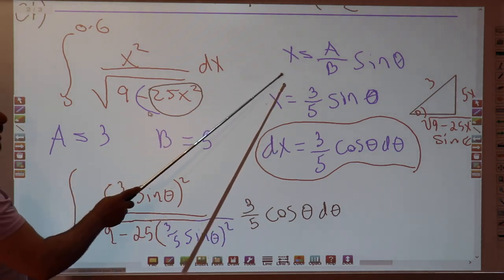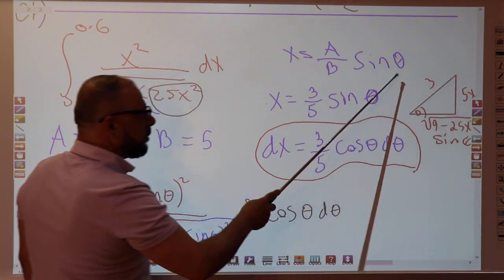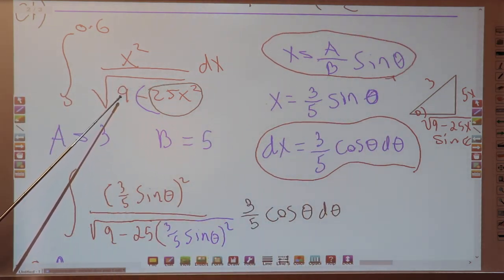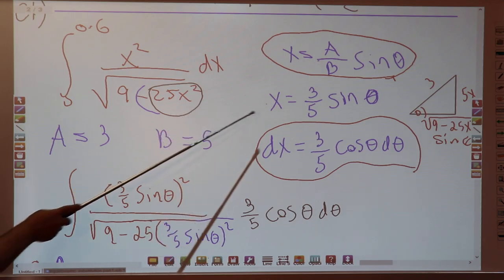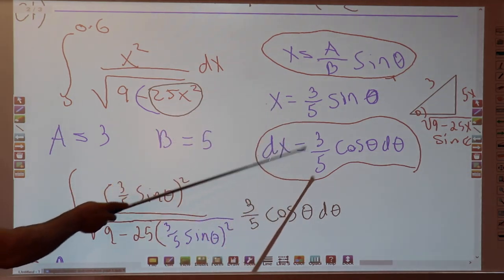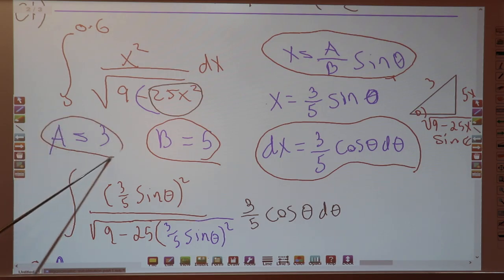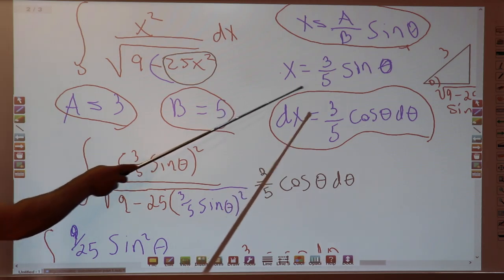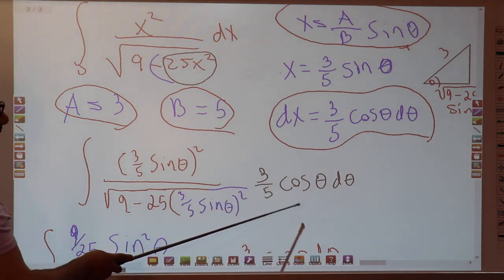My substitution was, you remember the rule of substitution, x equals a over b sine theta. Then a is 3 because the square root of 9 is 3, the square root of 25 is 5. Then x is 3 over 5 sine theta, then dx equals 3 over 5 cosine theta d theta. Then you plug everything into the function: 3 over 5 sine theta squared, 9 minus 25, everything is the same, and dx is 3 over 5 cosine theta.